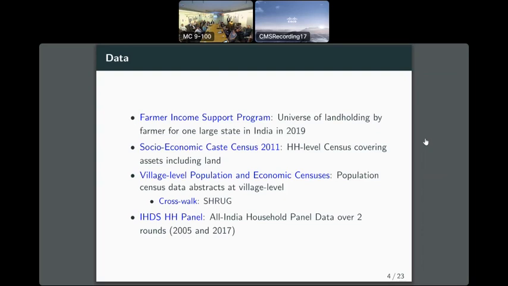Using SHRUG, a nice public good created by Paul Novosad and Sam Asher, helps us link all these different data sets. And then finally, we check for some of the implications of the model with household panel data over 2 rounds, to look at what household levels can be observed dynamically over time.